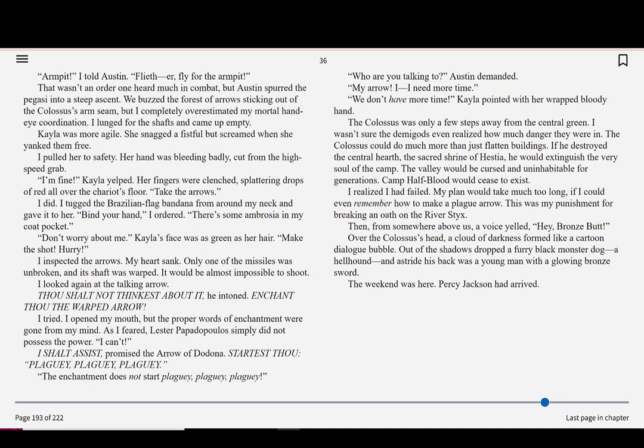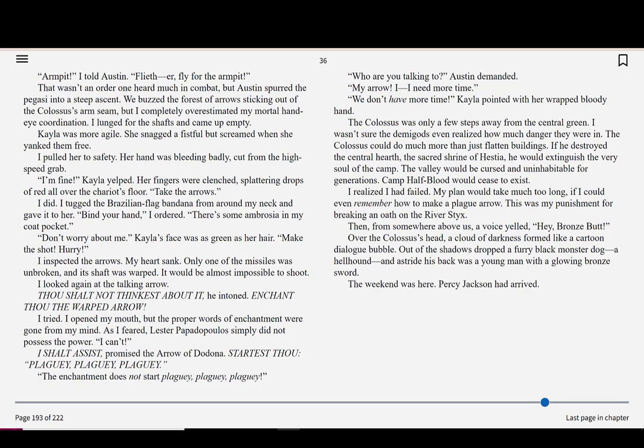"Who are you talking to?" Austin demanded. "My arrow! I need more time." "We don't have more time." Kayla pointed with her wrapped bloody hand. The Colossus was only a few steps away from the central green. I wasn't sure the demigods even realized how much danger they were in. The Colossus could do much more than flatten buildings. If he destroyed the central hearth, the sacred shrine of Hestia, he would extinguish the very soul of the camp. The valley would be cursed and uninhabitable for generations. Camp Half-Blood would cease to exist.